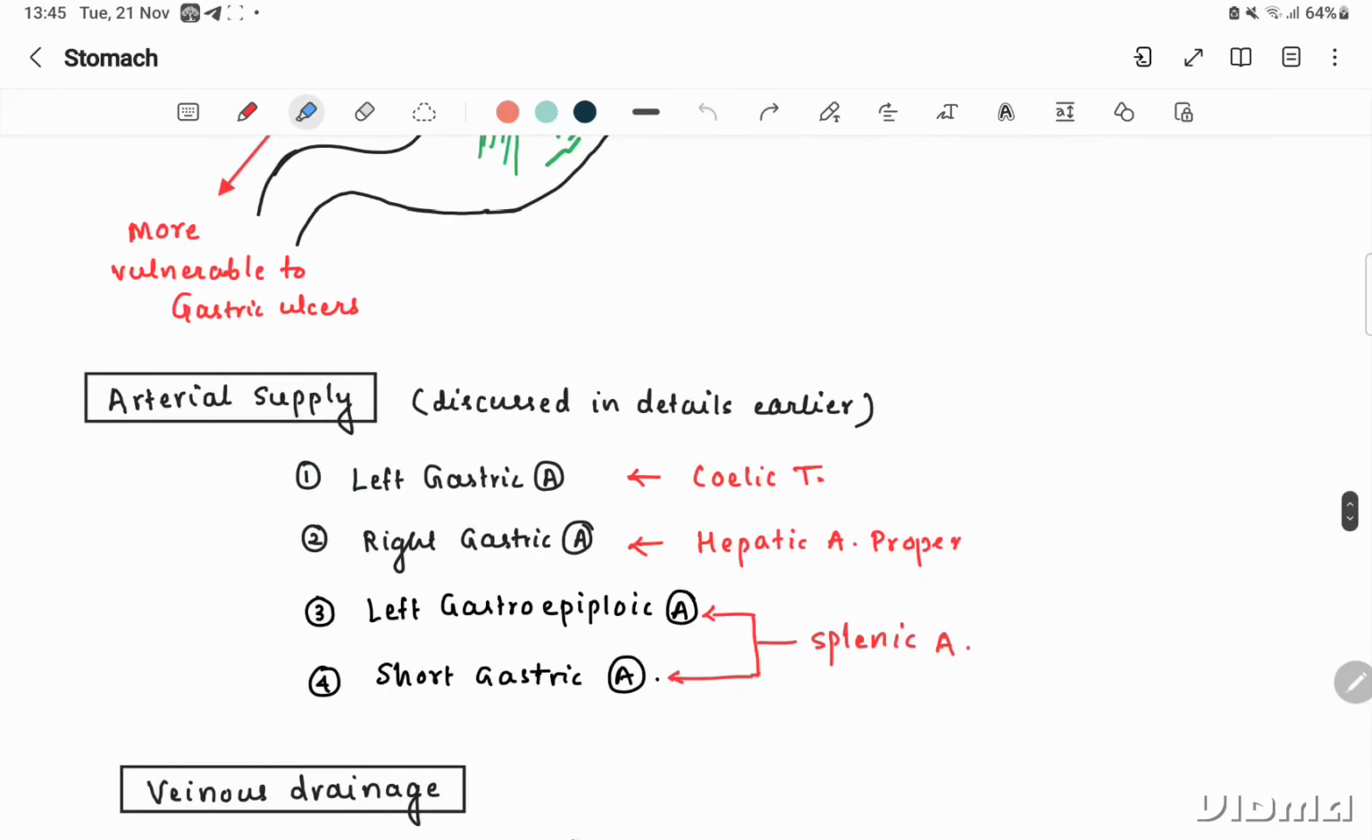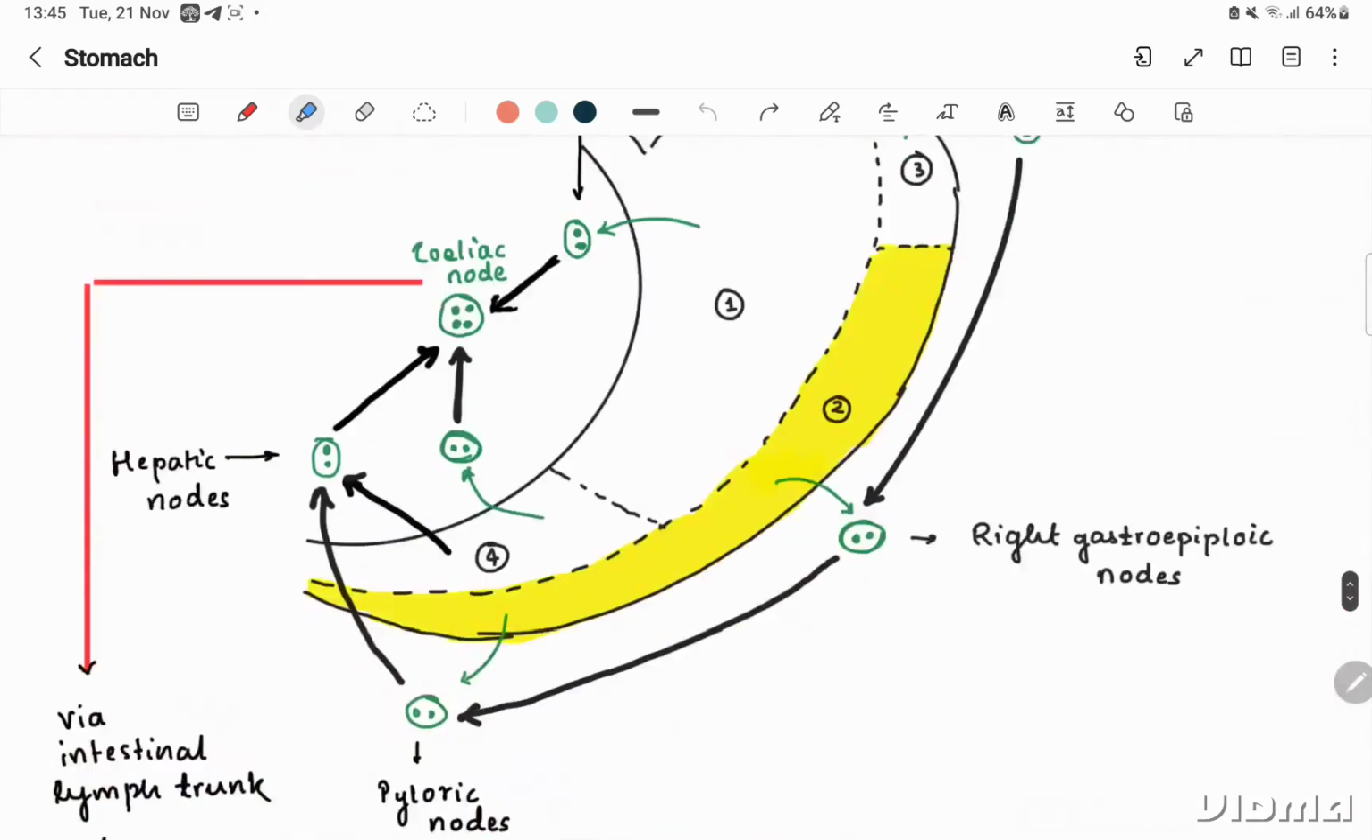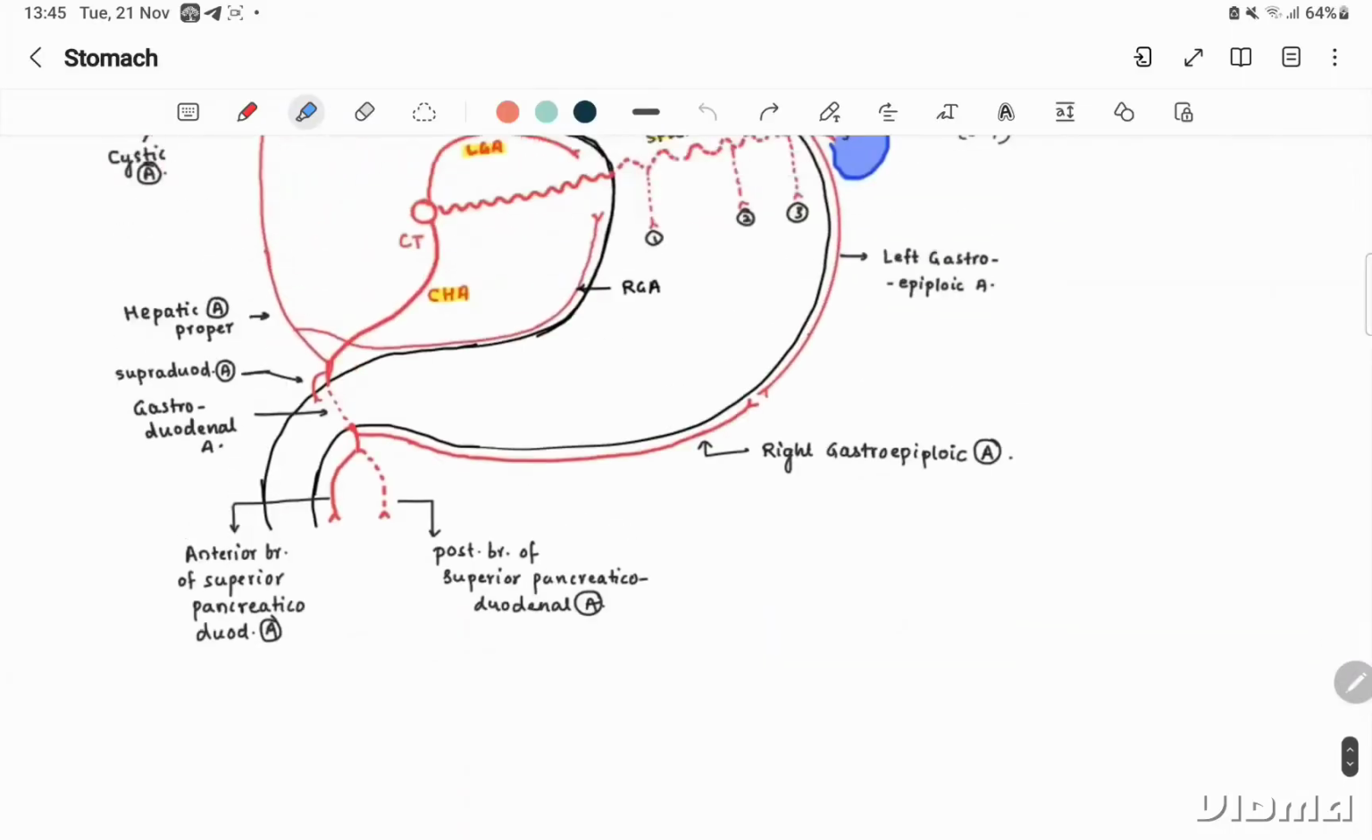Talking about the arterial supply, we discussed the left gastric artery, right gastric artery, gastroepiploic artery, and the short gastric artery. The left gastric was arising as a direct branch of the celiac trunk, the right gastric was arising from the hepatic artery proper, and the left gastroepiploic artery and the short gastric artery are arising from the splenic artery. Let's discuss the blood supply of the stomach again.